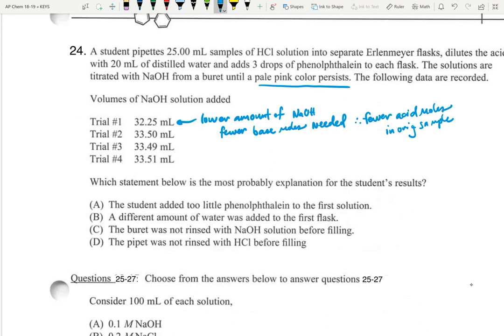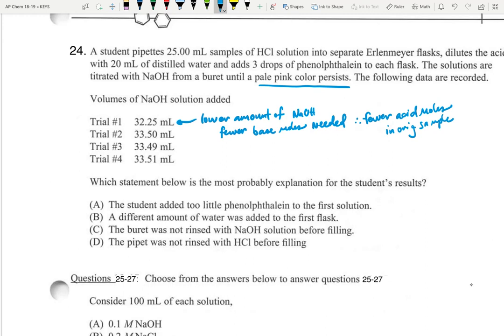Choice A says the student added too little phenolphthalein to the first solution. It says she added 3 drops to each one, so that probably isn't the case. Plus, you'll see a nice pink color whether you use 1 drop or 5. Okay, 3 drops, 1, 5, probably wouldn't make a lot of difference. B, a different amount of water was added to the first flask. Well, it says here that wasn't the case. 20 milliliters of distilled water were added to each one. That was probably not the case either.